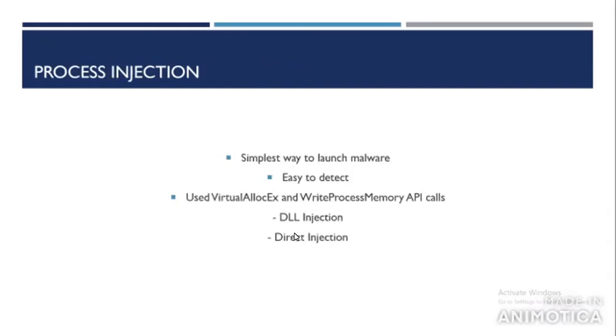Process injection. It is the simplest way to launch malware, though it is easily detectable. It is a common method of launching malware, and it has two types: DLL injection and direct injection. It uses two Windows API calls. The first one is VirtualAllocEx, which is used to allocate space in the external process memory. The next one is WriteProcessMemory, which is used to write data to the specific allocated space that has been created by VirtualAllocEx.